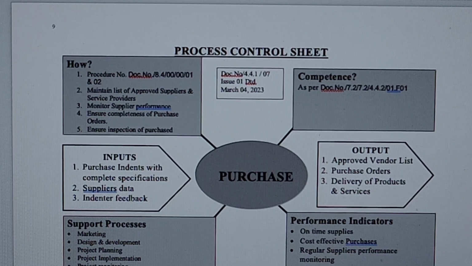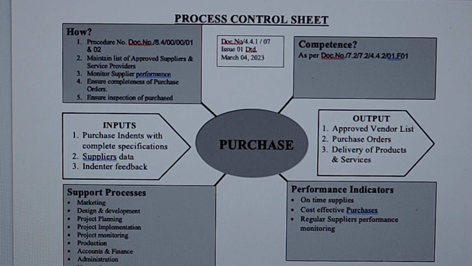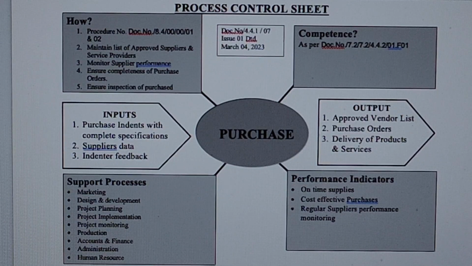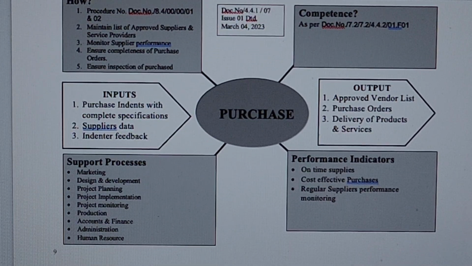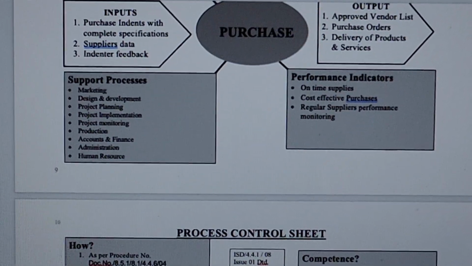thing is purchase, and here you can see all the boxes are filled up with information relating to purchase. The purchase function is at the center. The inputs are coming to it: purchase indents with the complete specifications, supplier data, and the indenter feedback. And the output is also mentioned here. Performance indicators are written, and the supporting processes.